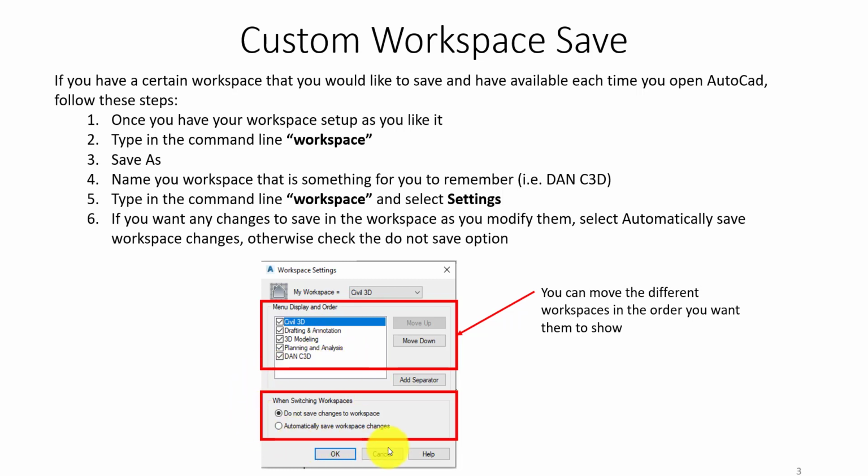Now, one thing to make note of is when you're switching workspaces, so if you go and make changes to your specific workspace, and then you close Civil 3D out, you open it back up, it's going to come back to this default if you have this selected: do not save changes to workspace. Now, if you do make changes to your workspace and you're in that specific workspace, and you have this checked, it's automatically going to save workspace changes when you change those. And that goes for all of these workspaces. So if you're in Civil 3D, you make any changes to it and you have this selected, it's automatically going to save that. So I'll go ahead and show you this in Civil 3D real quick.